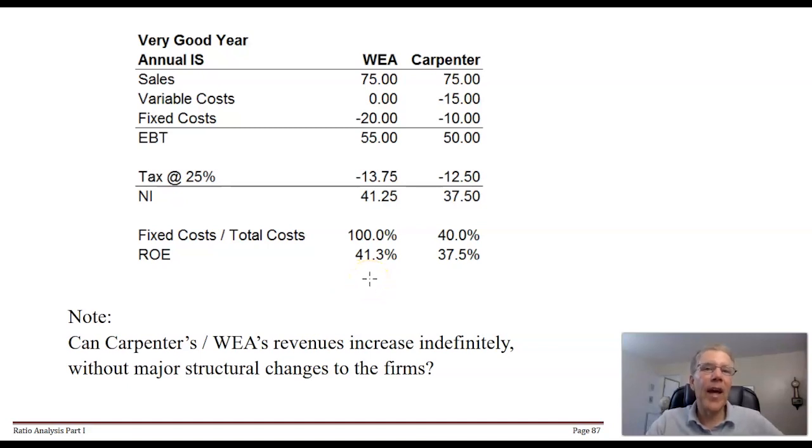And what you find in the real world is that folks like venture capitalists who are looking at new companies typically are looking for high fixed cost to variable cost companies. Those would be companies with high operating leverage. And the reason for that is once you cover your fixed costs, all the rest of your revenue just drops straight down to the earnings before tax line. And the only expense you have on that additional revenue is just your tax expense.